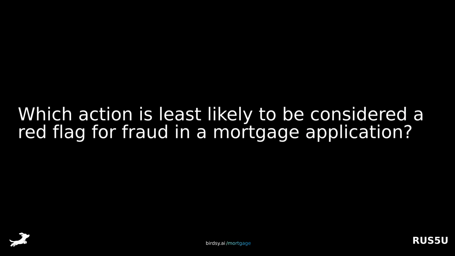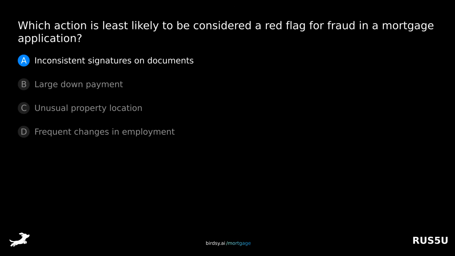Which action is least likely to be considered a red flag for fraud in a mortgage application? Is it A, inconsistent signatures on documents, B, large down payment, C, unusual property location, or D, frequent changes in employment? The answer is B, large down payment.